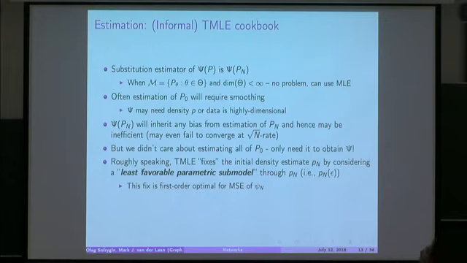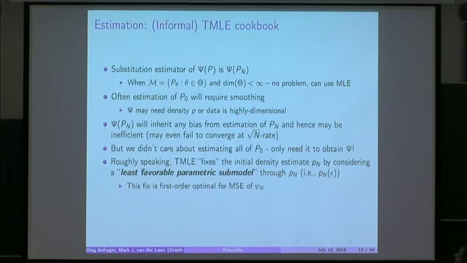That, or for example, our data might be highly dimensional, and it is well known that a kernel density estimator, for example, will not have the root n parametric rate, and when we apply the substitution estimator to that, it will inherit all the bias and all the issues. So it may not converge at the root n rate, and essentially what TMLE does, the whole point of it, is to fix this estimator by considering the least favorable parametric submodel through the initial density estimate Pn, and if you pick that model in the right way, it retains the first order optimality of the estimator.